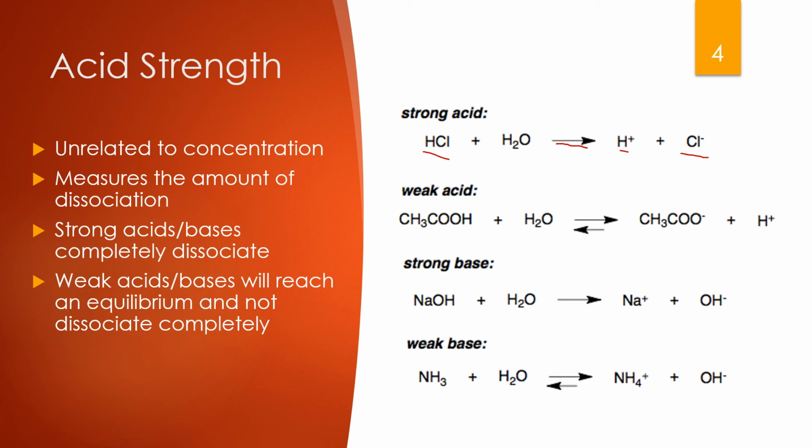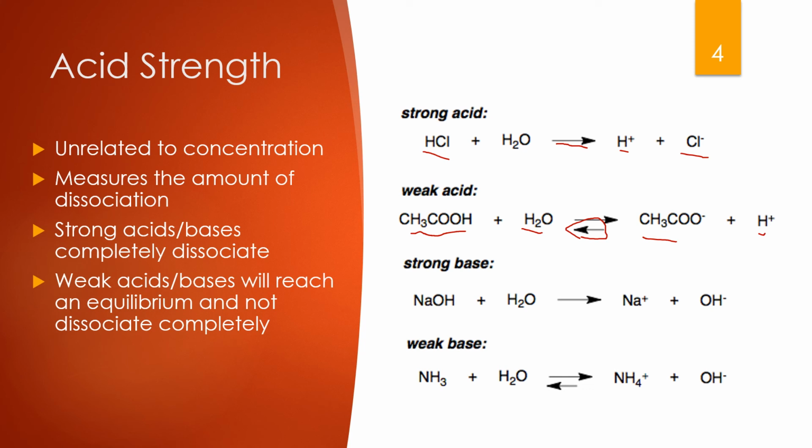In the weak acid example, we actually have acetic acid dissolved in water. And how do we know it's a weak acid? Because we see its ions on the product side, right? But the fact that it's equilibrium, that there's this reverse arrow here, tells us that it doesn't completely dissociate. It actually reverts back to the original reactants.